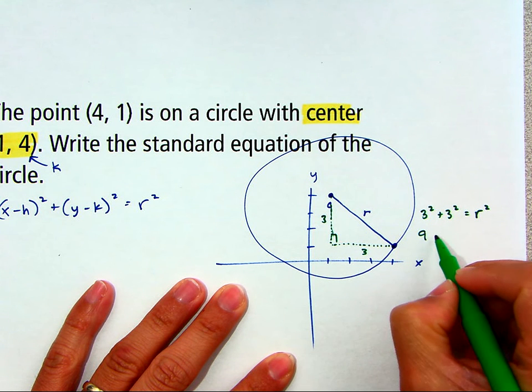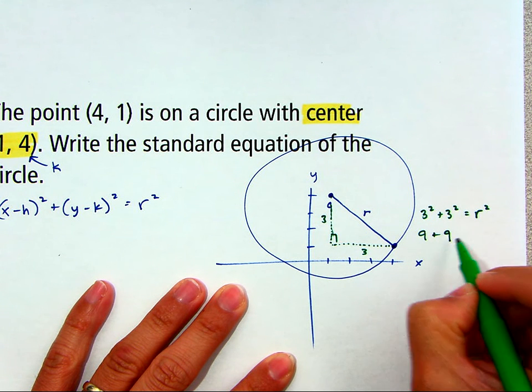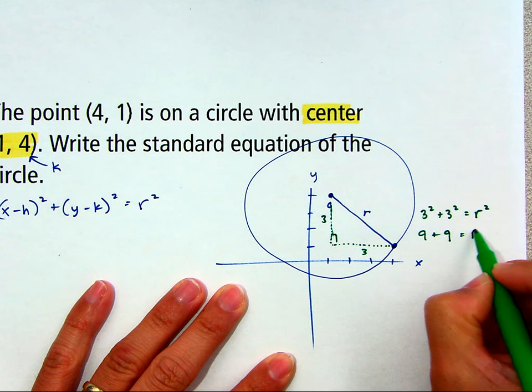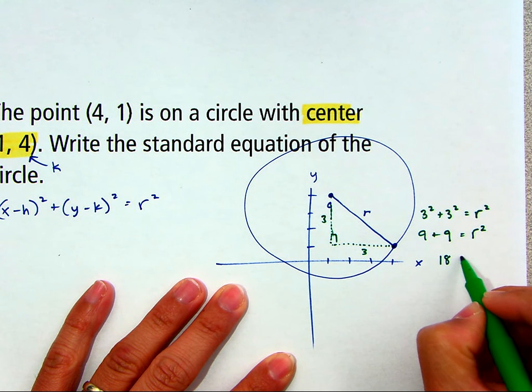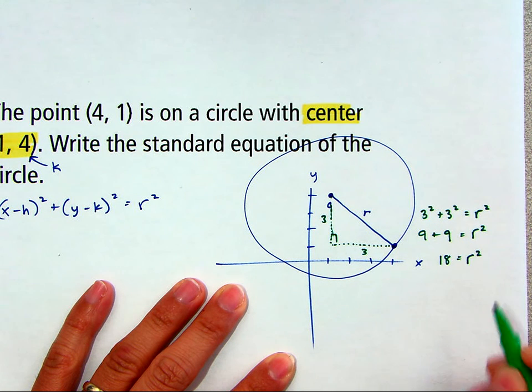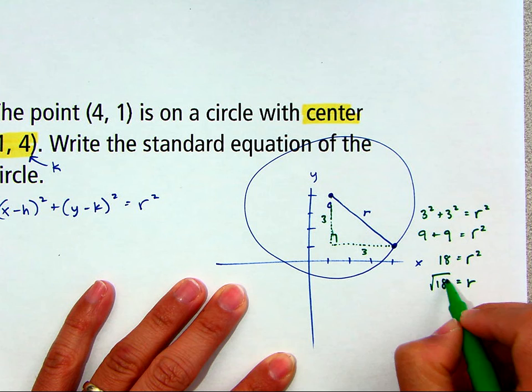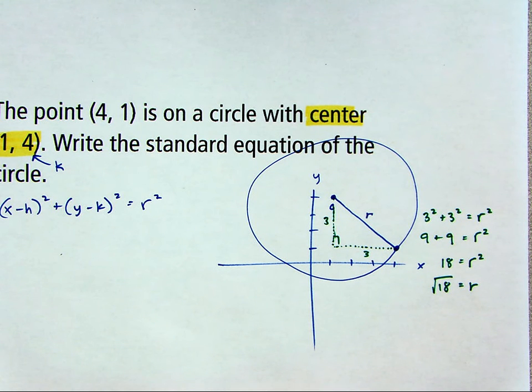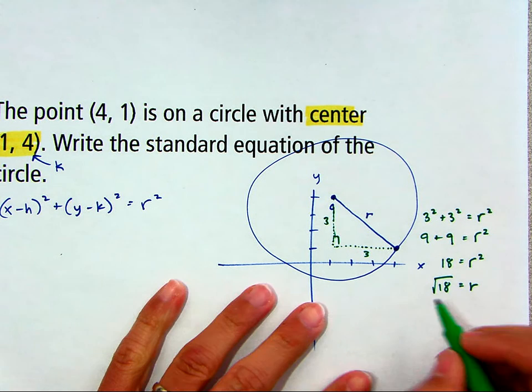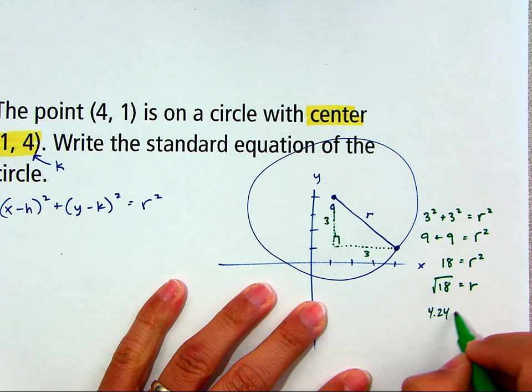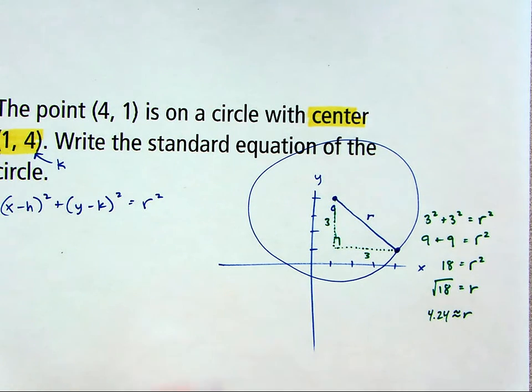So that's 9 + 9 = r², or 18 = r², or r is equal to √18. And for those of you who want a decimal value, the square root of 18 is about 4.24. 4.24 is the approximate length of the radius.